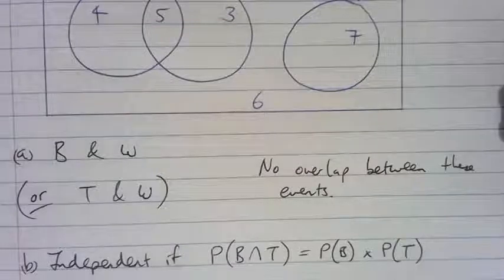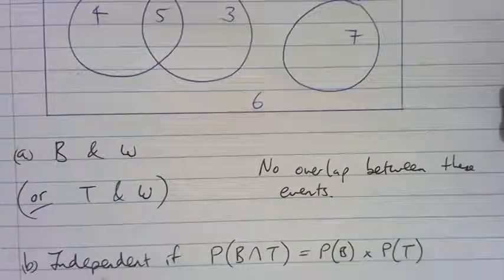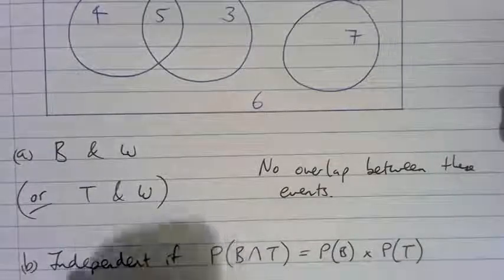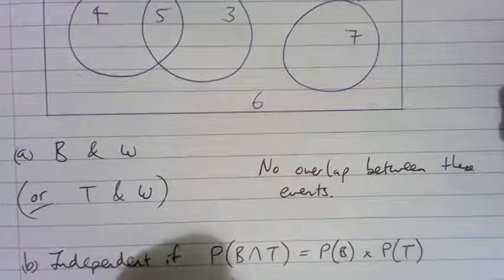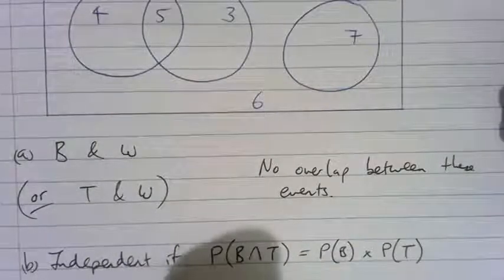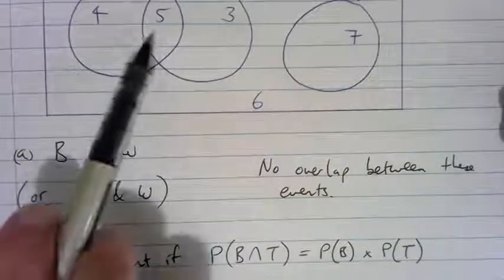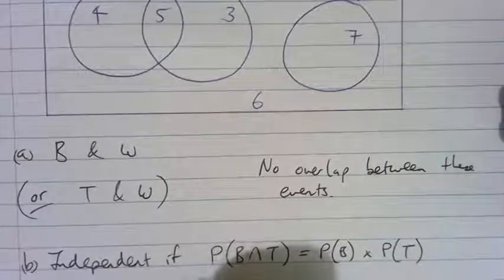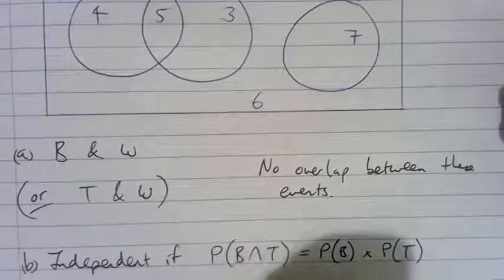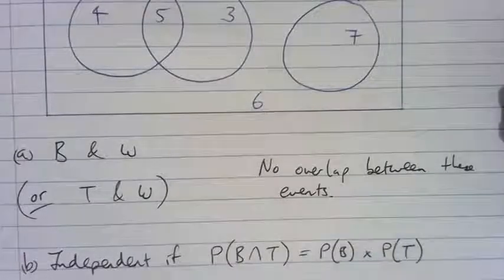So question B, it's asking us to determine whether or not B and T are independent. They are independent if the probability of B intersection T is equal to the probability of B times the probability of T. So this is the formula we're going to use now, and work them out separately. First of all, according to the Venn diagram, what is the probability of B intersection T? Well, we can see that there are 5 people that do that, so it's 5 out of the overall total, which is 25. That simplifies down to 1/5.